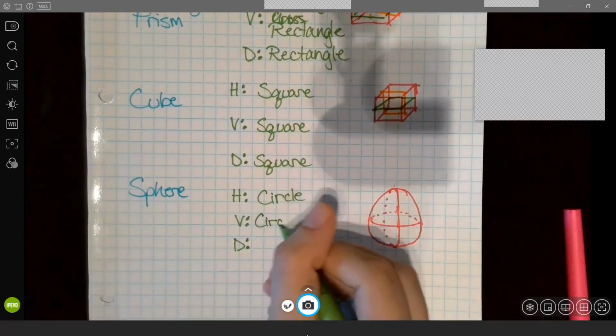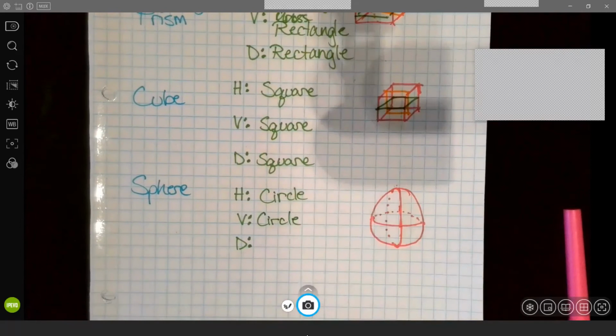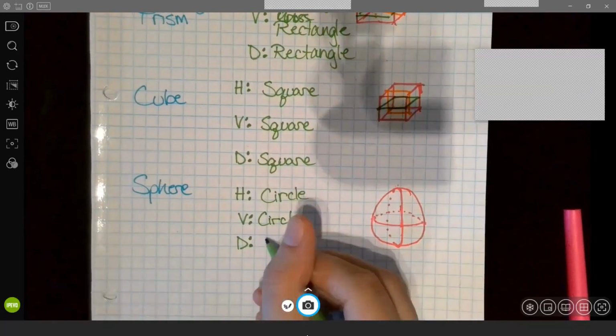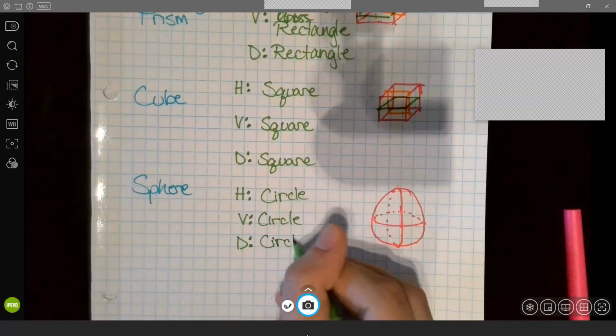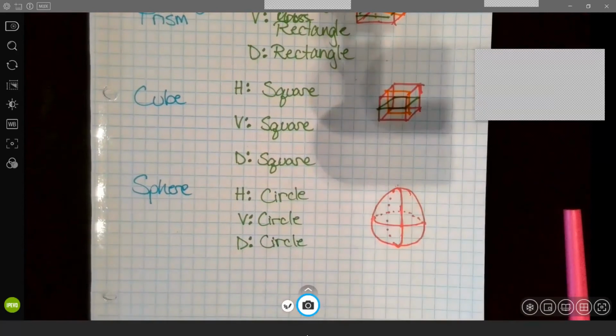And again, the pattern still holds. If my horizontal cut and my vertical cut both produce the same shape for the cross section, that means your diagonal also has to be that way as well. So in a sphere, all different sides must be a circle. Let's play around with that.